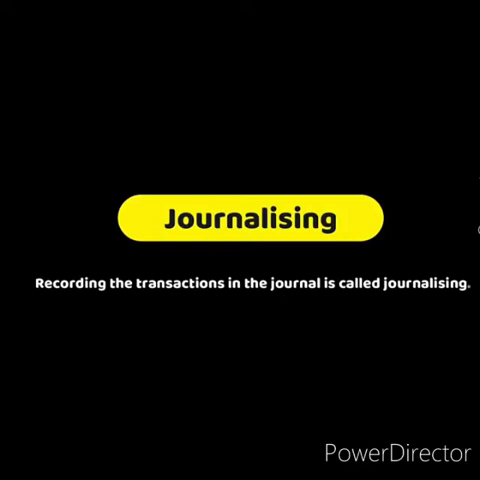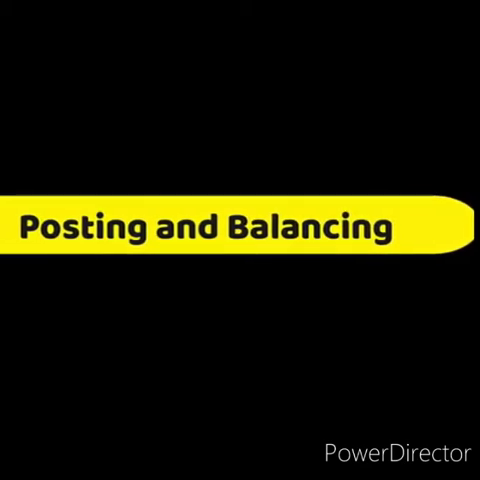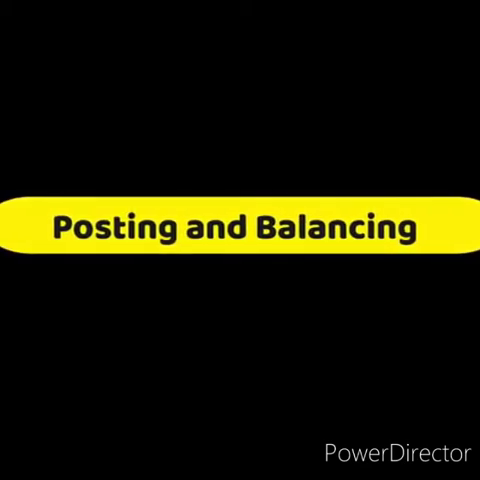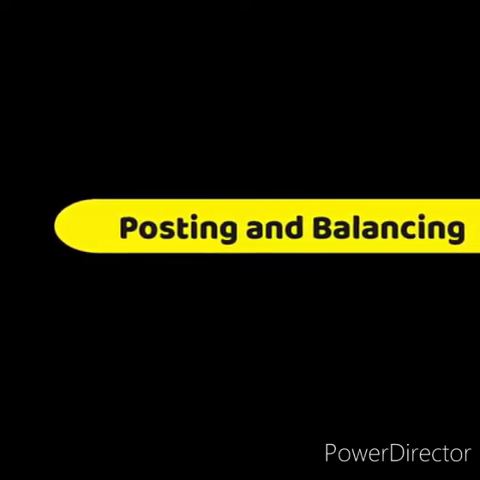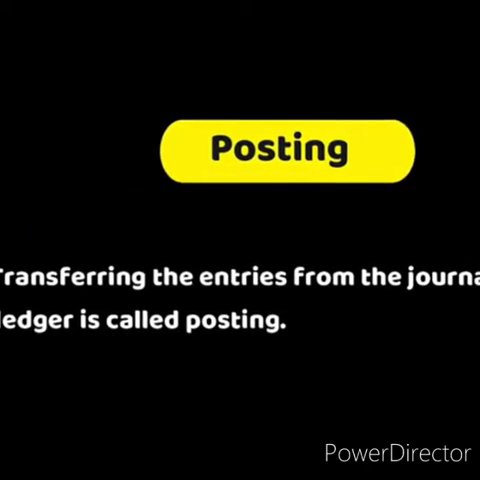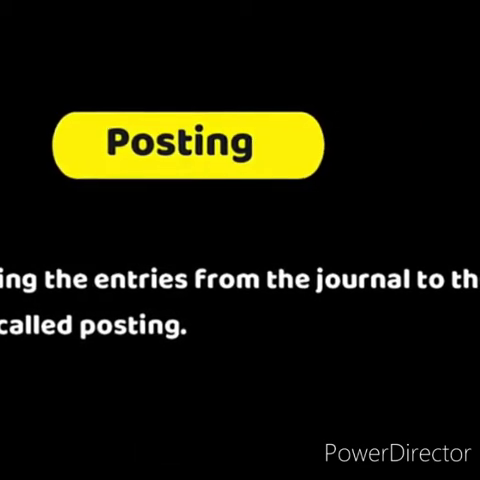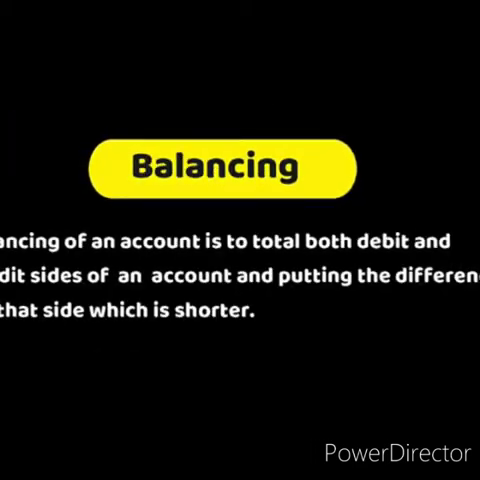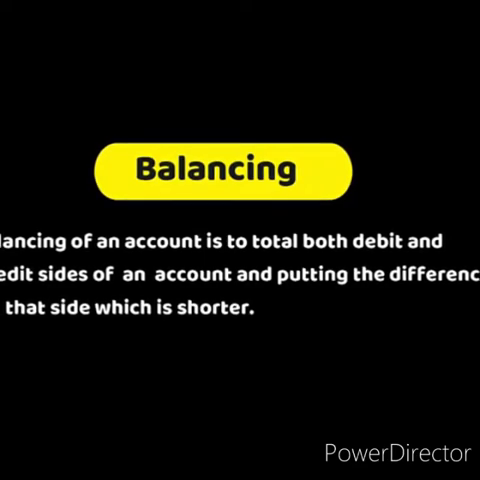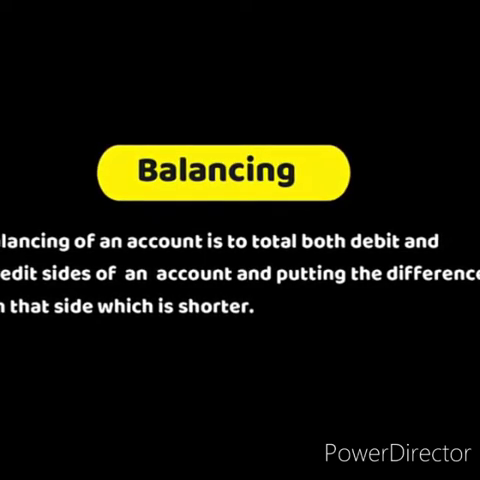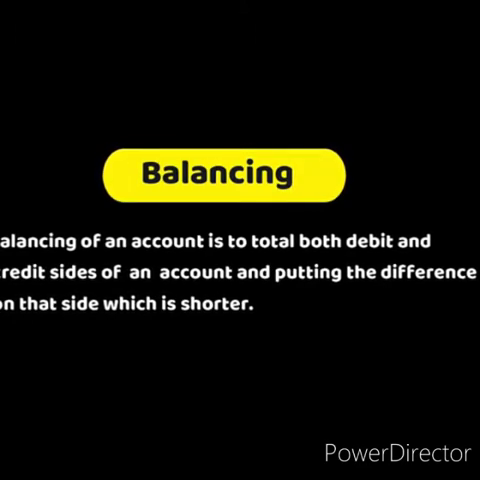Then the third one, posting and balancing. Posting is nothing but transferring. Whatever entries are there in the journal will be posted here. That means we'll be transferring that entry to the ledger account. This is called posting. Next, balancing means totaling both the debit and credit sides of an account and putting the difference on the side which is shorter.